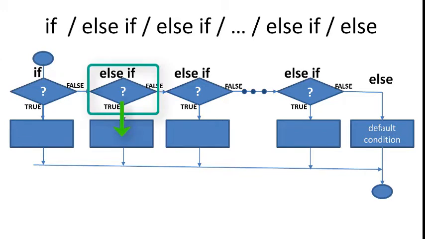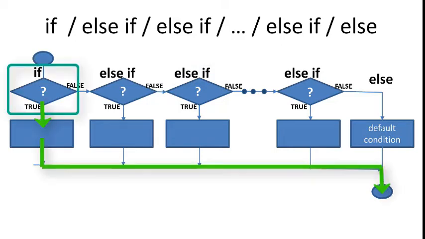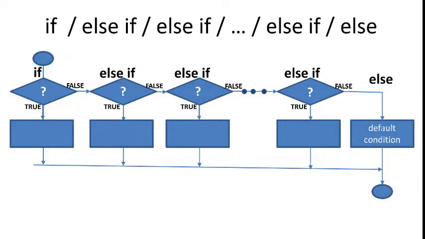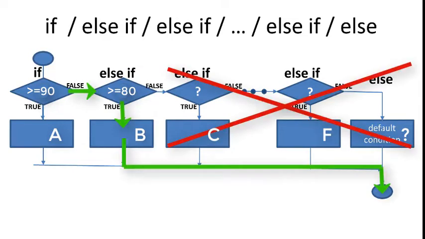If it's true, I do something. Else if, here's another test. If it's true, I do something different. But in any one of these cases, if any of these pass, then I don't keep on going and testing for the rest of the stuff. So, for example, I was looking at a grade. If my grade was 90 or greater, then I'll say A. If it's at 89, then I'll say B.